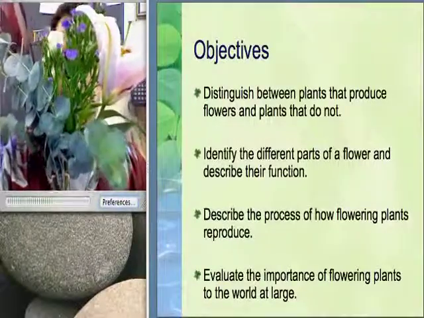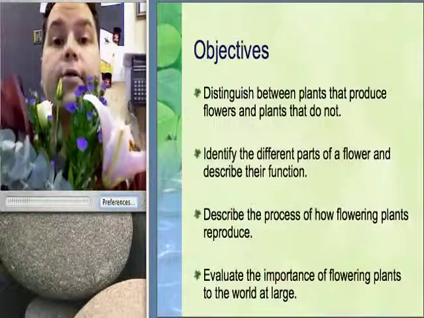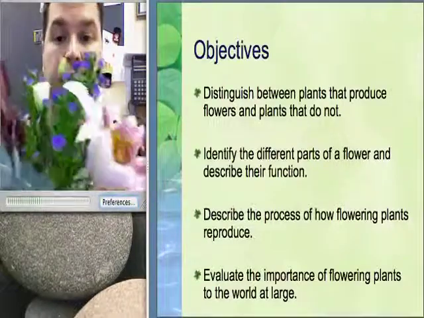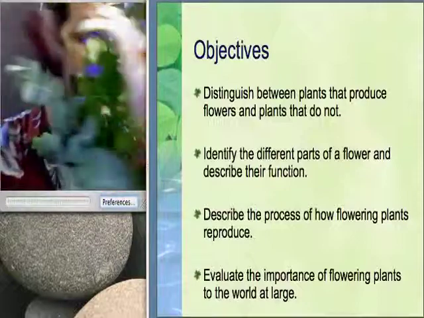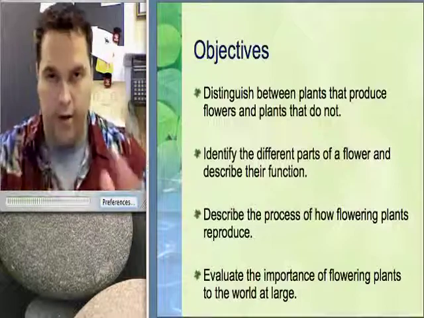And today we're talking about the wide, wild world of flowers. Hello, welcome to my eBiology teacher. I'm Mr. Doc, and today we're talking about flowers. Yes, flowering plants, they're incredibly important, and we need to understand them and how they work.